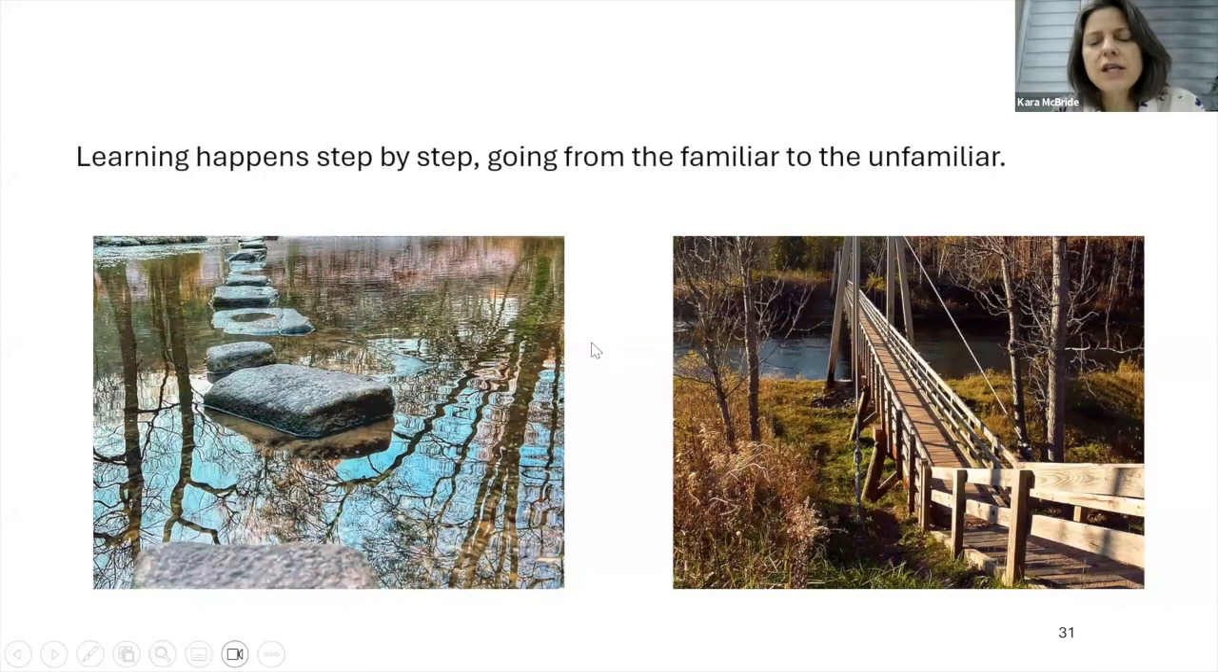Another one. Again, you can't make this huge leap. You need to have little tiny steps, and you go step by step by step, or you bridge between the prior knowledge, the old knowledge, and the new knowledge. So you need to make these connections for learners.